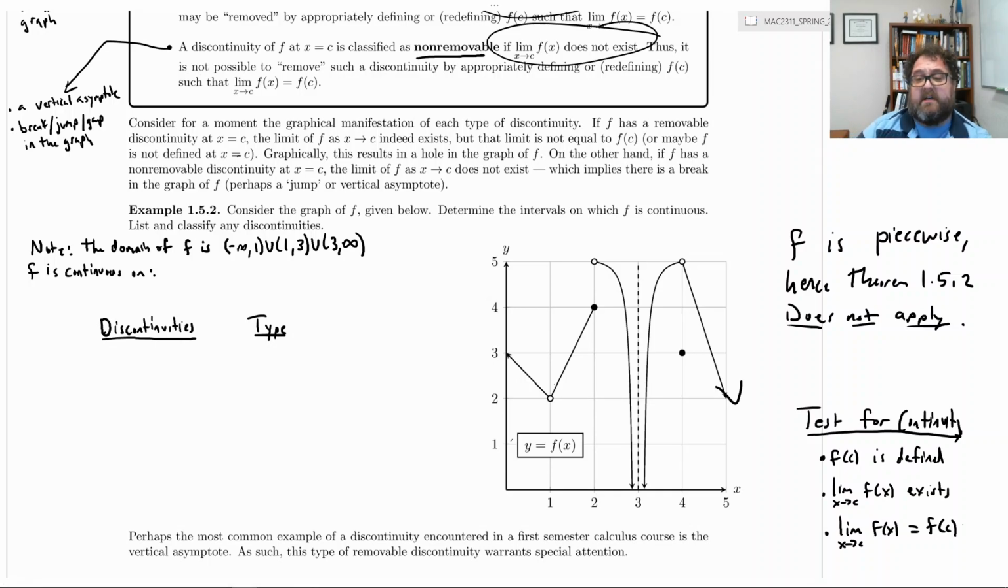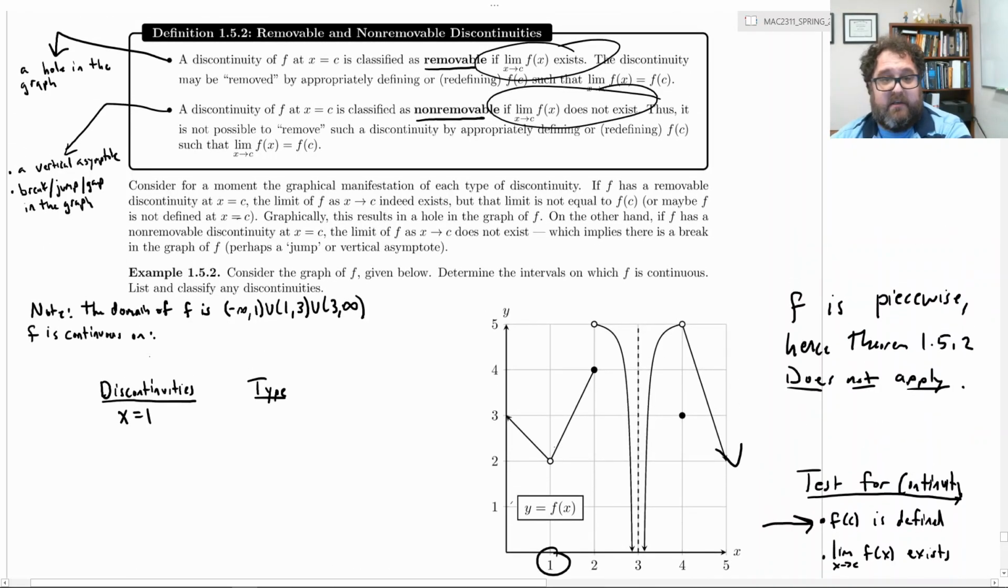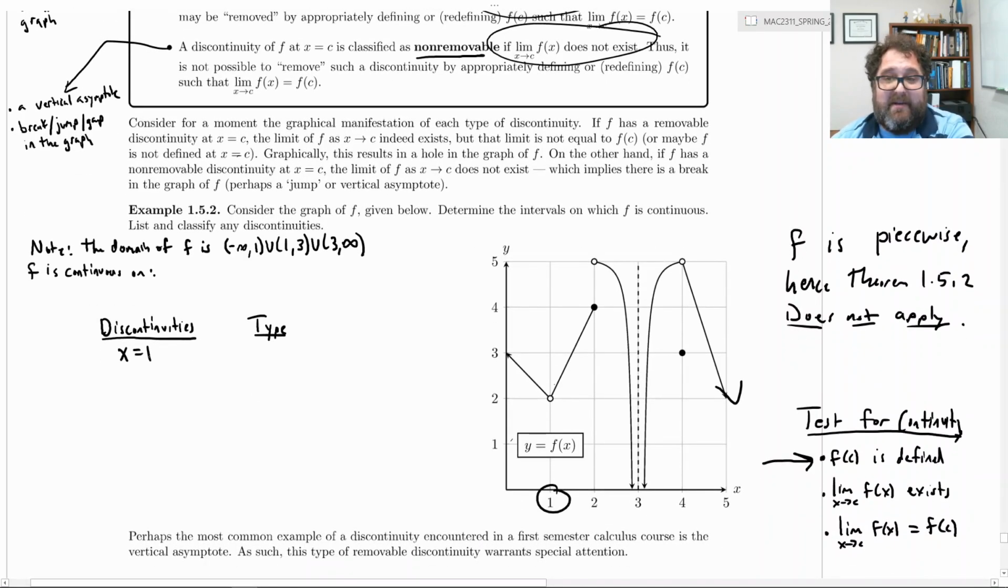So my first discontinuity working left to right is 1. Why? Because the first bullet point is violated. The function's not defined at x equal 1, so x equal 1 is a discontinuity. Okay, now what type is it? Now remember, the type is dependent on whether the limit exists or not. It's removable if the limit exists. It's non-removable if the limit does not exist.